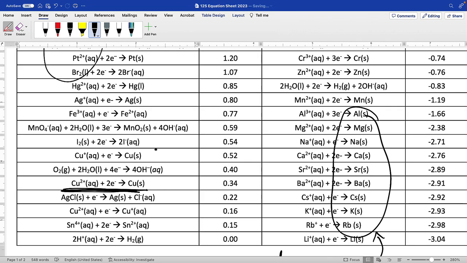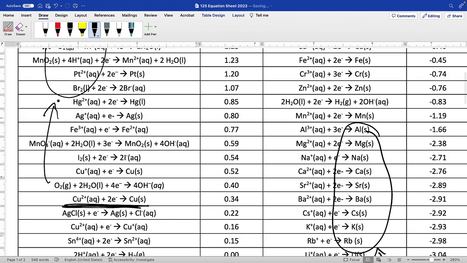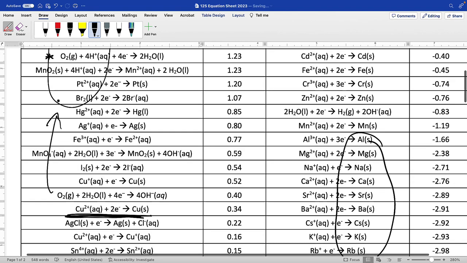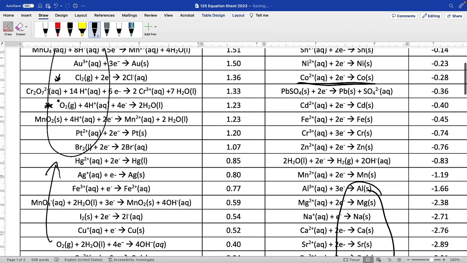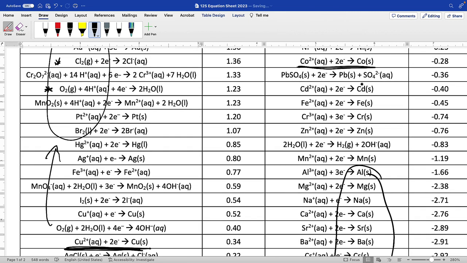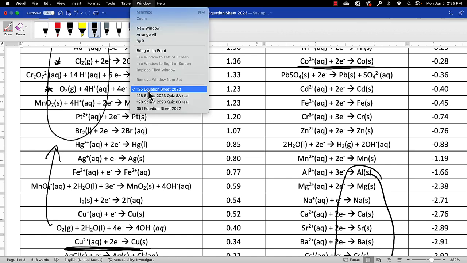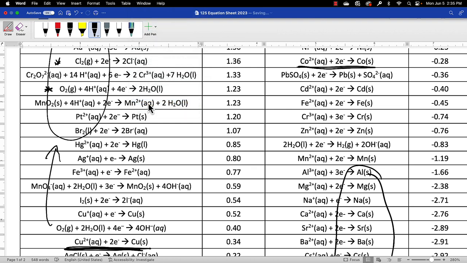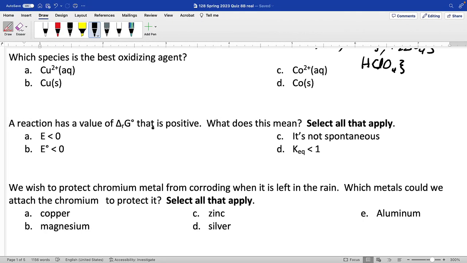So copper two is closer to being in this good oxidizing agent section. So you can oxidize things with copper. Copper will get reduced and it will oxidize something else. Okay, so it's better than cobalt, which has a less positive reduction potential. So the answer is copper two. All right, so copper two is our better oxidizing agent. It's better at getting reduced itself.